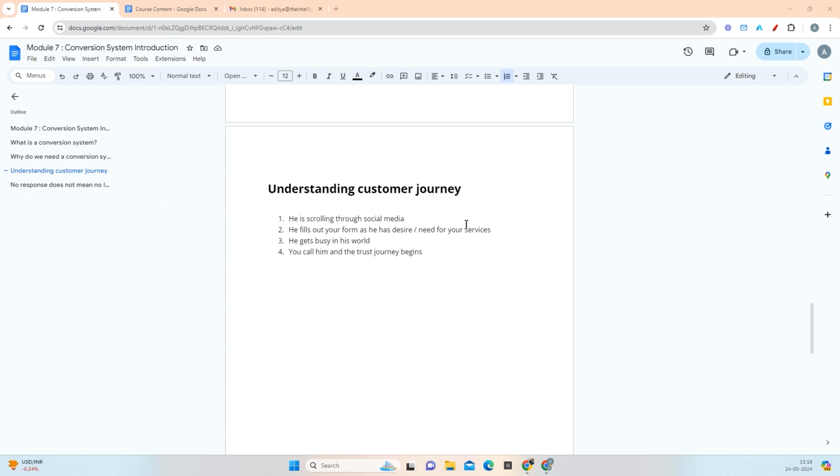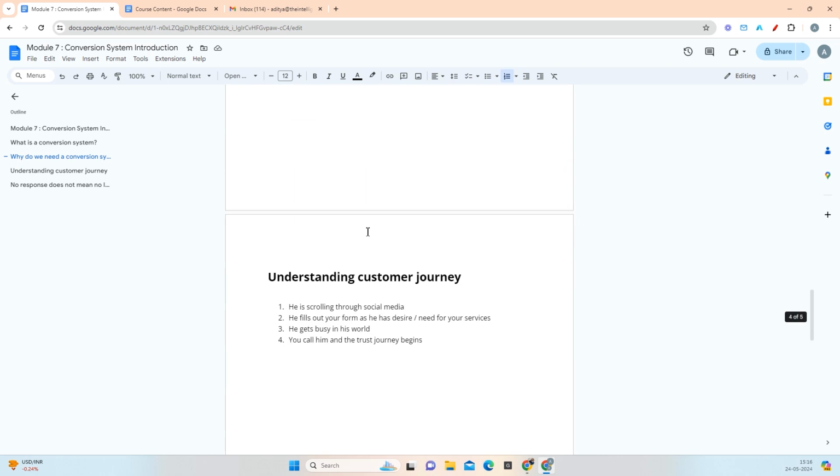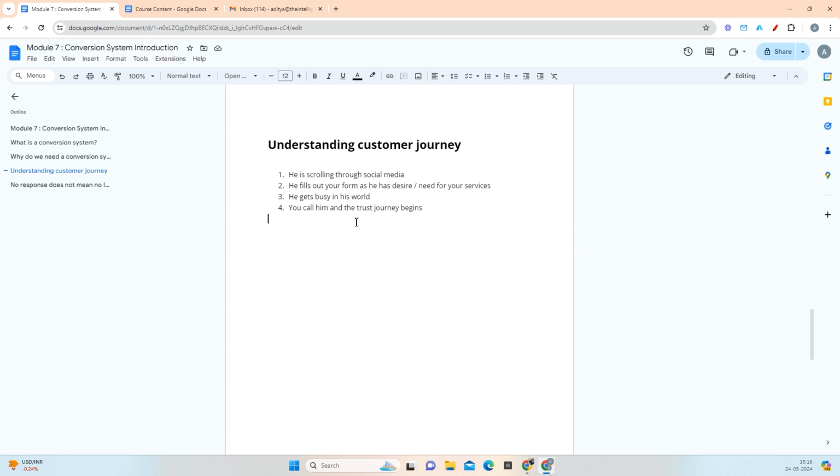Once he's scrolling on social media, he fills out your form because he has a desire or need for your services. He sees that this person provides interior design services, and thinks, "I need to get interior work done for my home, I'm really interested in this." So he fills out your form. Then he gets busy in his own world, maybe he resumes scrolling on social media, goes through his day, does other things, and then you call him to confirm, to verify, to qualify, and then the entire trust journey begins.